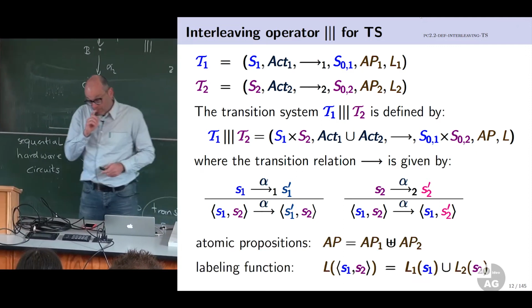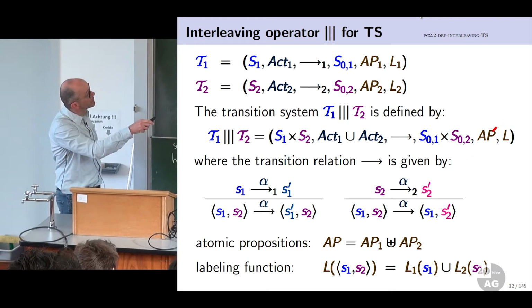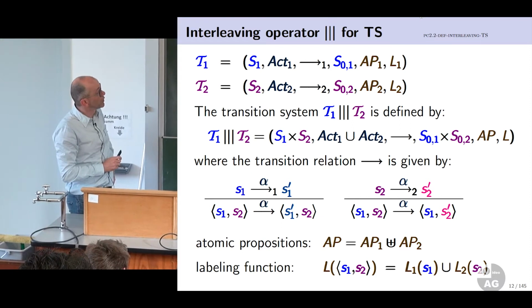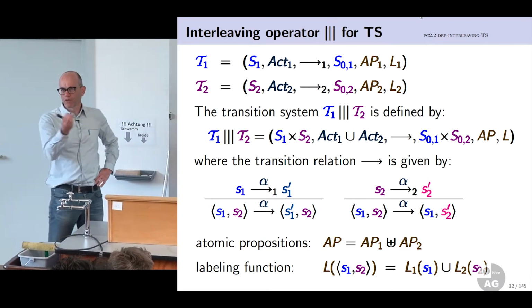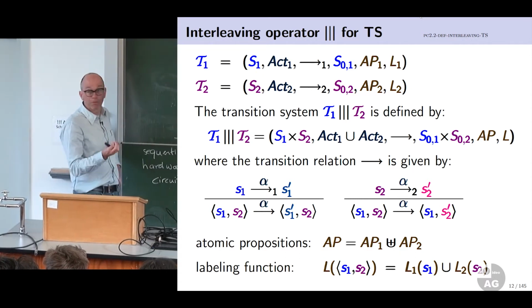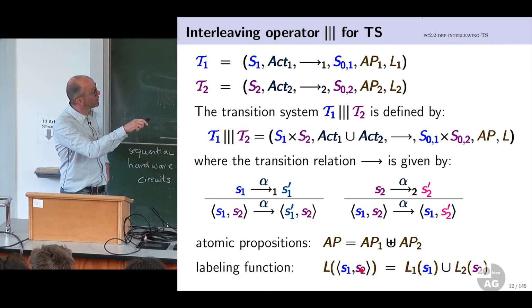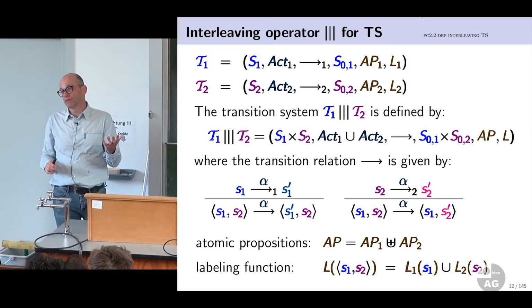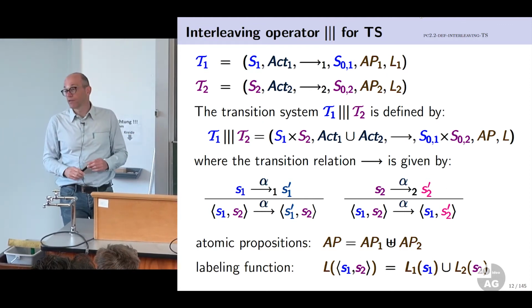Good. The last two components that I have to define are the set of atomic propositions, which is the disjoint union, and the labeling. Remember, the labeling of a state is the attachment of the most elementary properties to states. And what we do is we simply say the labeling of a pair S1, S2 is the union of the labeling of S1 in transition system 1 plus the labeling of that state in transition system 2.